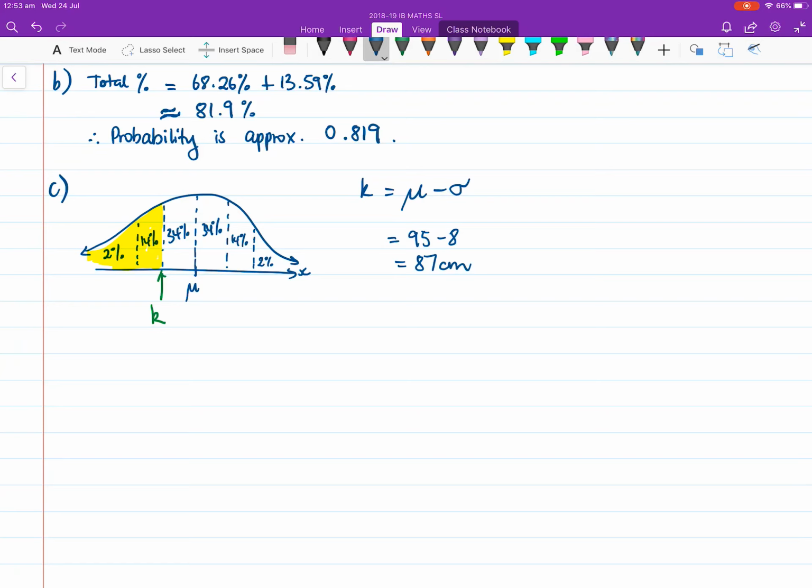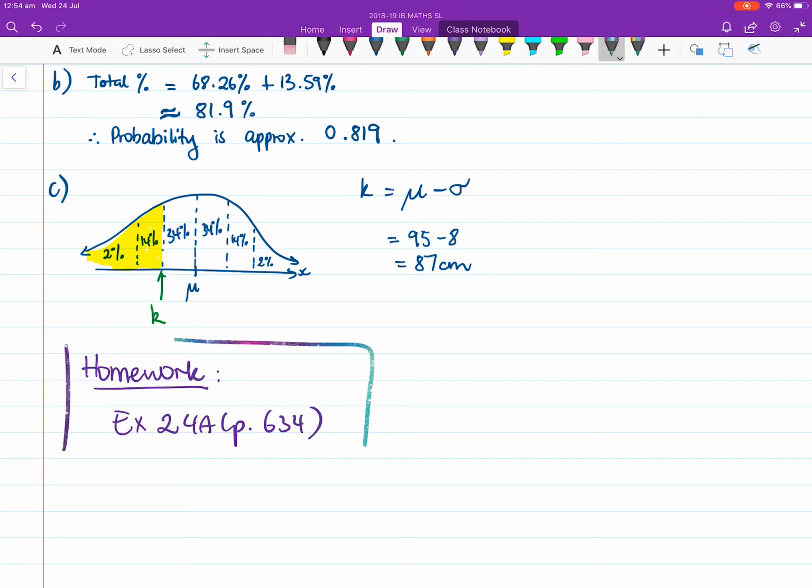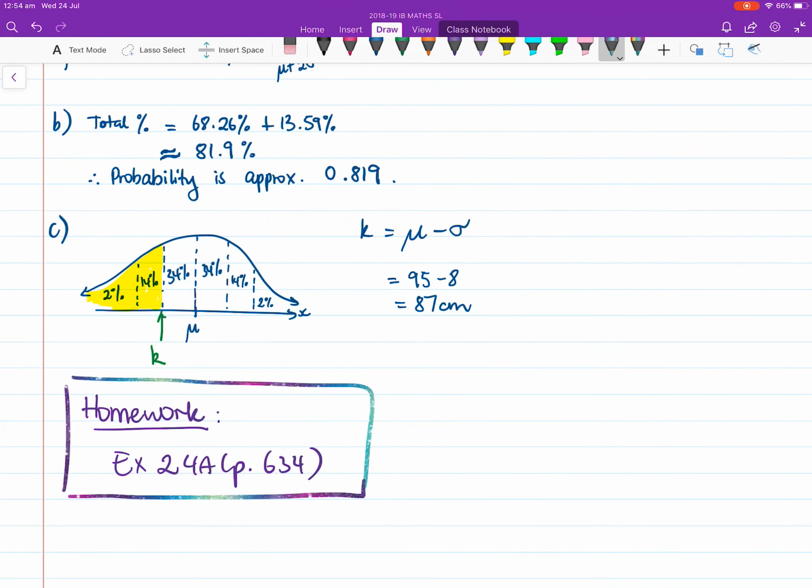Okay, that was a long one, quite chunky. I mean, it's all new work, so we've got to take time to understand, but you need to do lots of questions, and if you do more, you will get more familiar with the values inside the normal distribution. Okay, so please practice. This is exercise 24A, and it is on page 634 in your textbook. There we go, and have a go, mark your work, and let me know if you have problems.